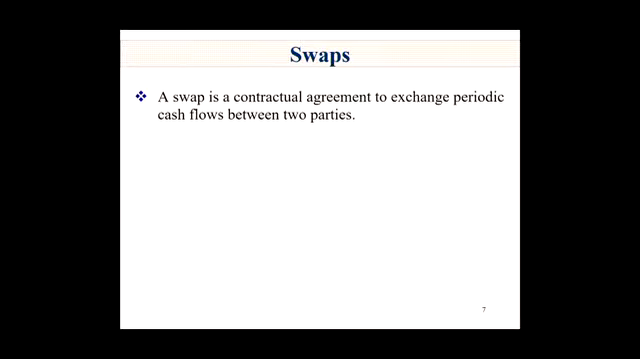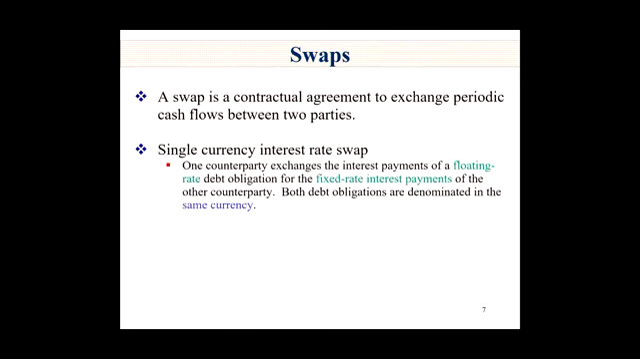Okay, so a swap is a contractual agreement to exchange periodic cash flows between two parties, right? So we're going to exchange cash flows. We're swapping cash flows. As I said, we're going to look at two different types of swaps. We're going to look at a single currency interest rate swap. So what's happening here is you have a floating rate and a fixed rate.